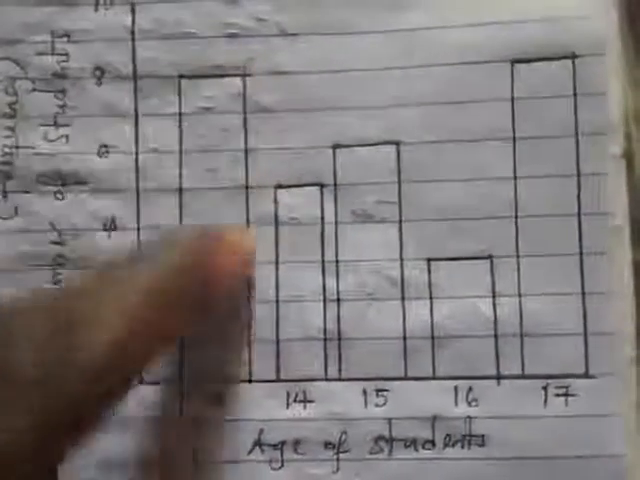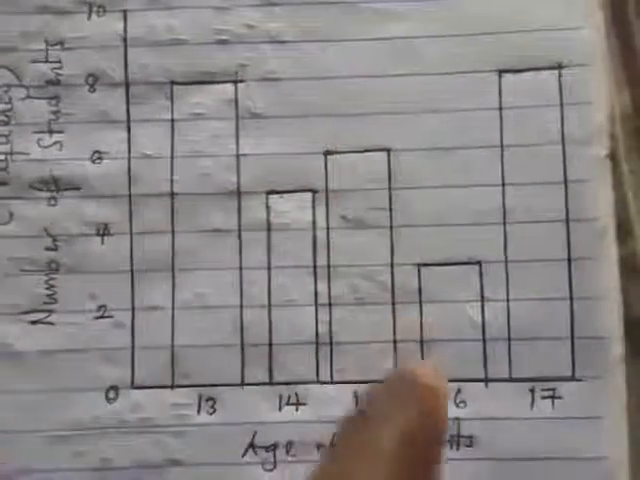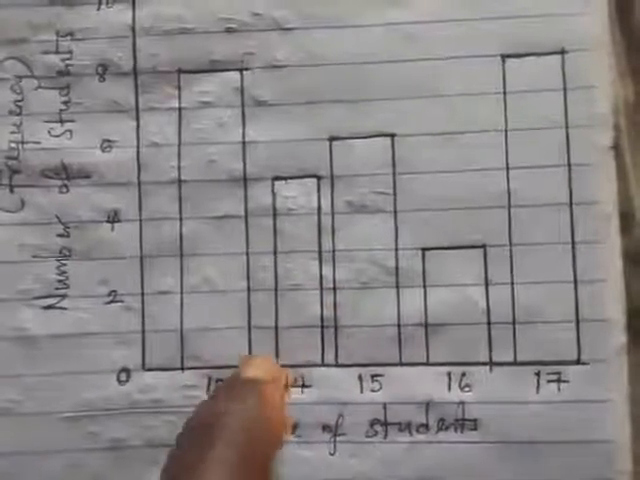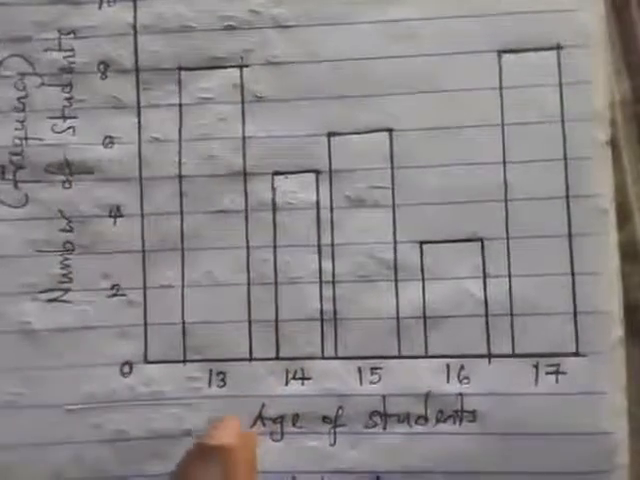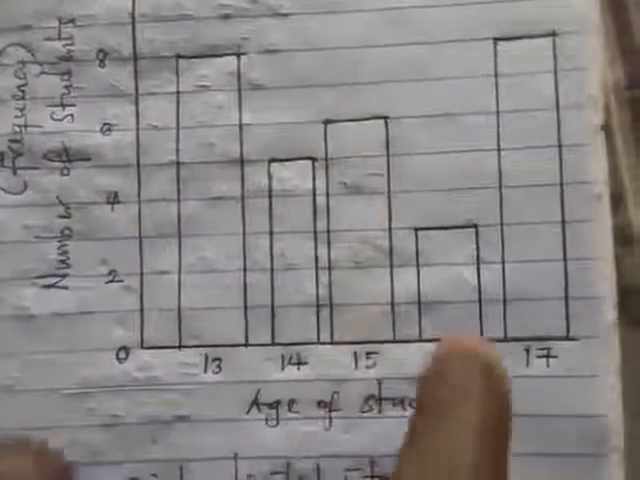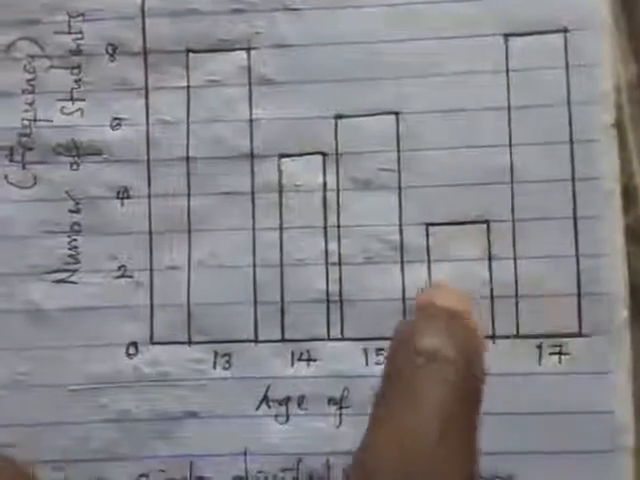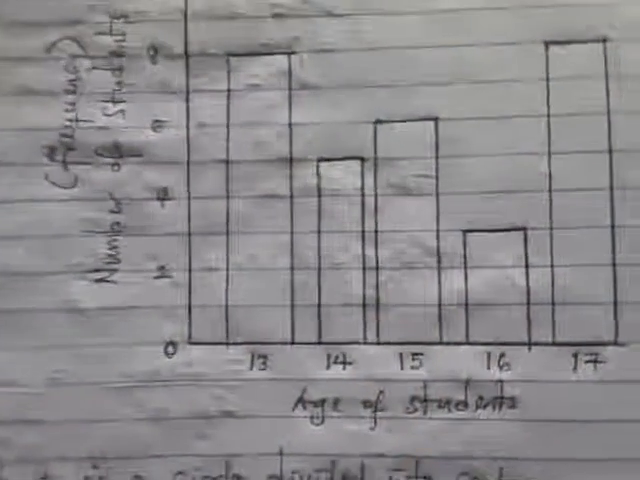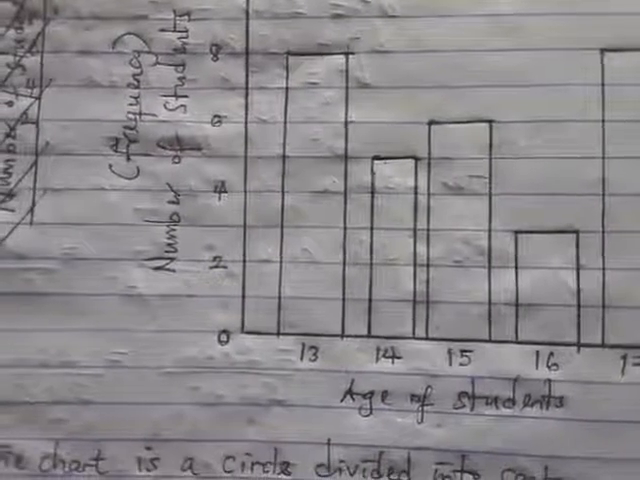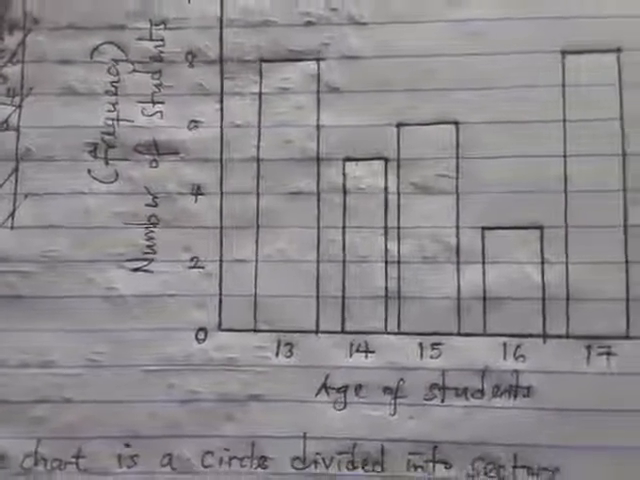So you can see they are standing on their own. It is called bar chart. The bars don't touch each other. Do you understand? The bars don't touch each other. This bar belongs to 13-year-old students, this bar belongs to 14-year-old students, 15-year-old students, 16-year-old students, 17-year-old students. They don't touch each other. That's why they are called bar chart. If they touch each other, it becomes histogram. All right, let's go on.